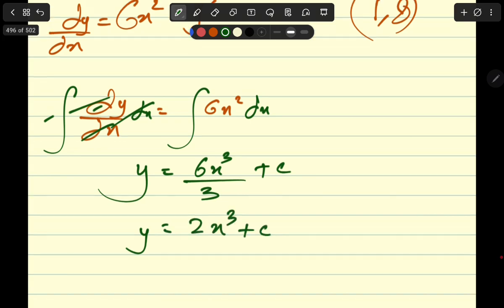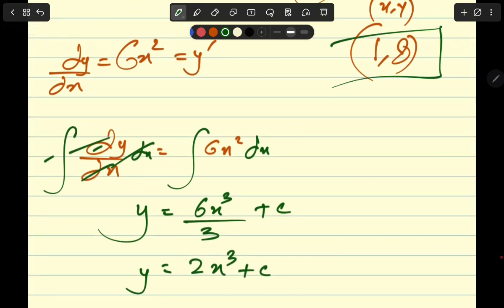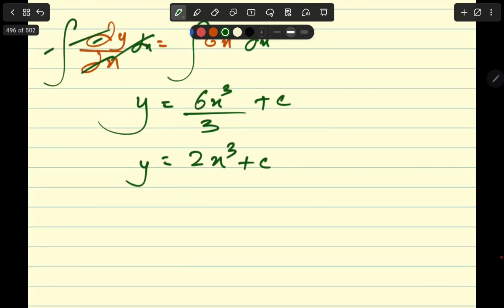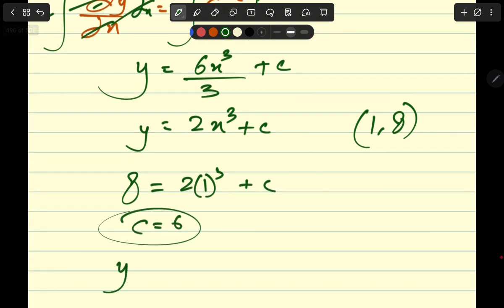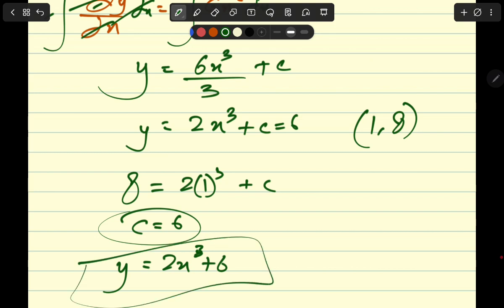Now you don't know the value of c, but you do know that this curve passes through the coordinate (1, 8). So 1 is x, 8 is y, so c is going to be equal to 6. Now your actual function becomes, you put the value of c as 6 here. This is 2x cubed plus 6. So this is going to be your function. As simple as that. Okay.